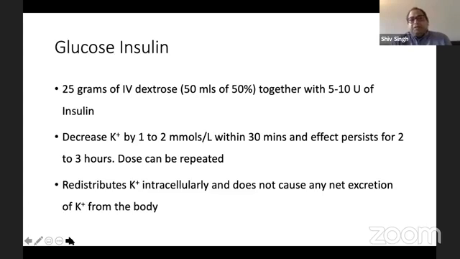And obviously it works by redistribution of potassium. It drives the potassium intracellularly. It does not lead to increased excretion of potassium. It's just moving the potassium from your extracellular to intracellular site. So a transcellular shift of potassium occurs with glucose insulin.